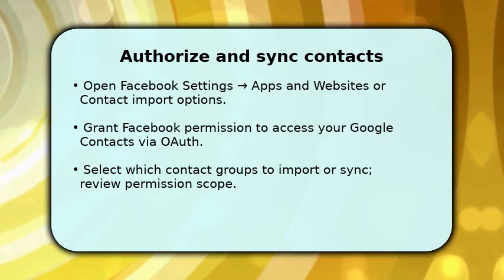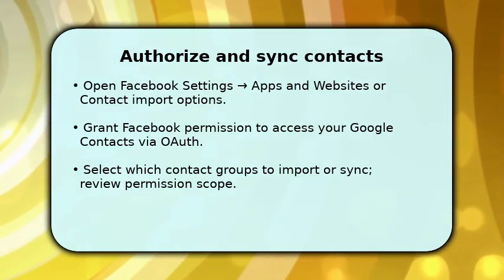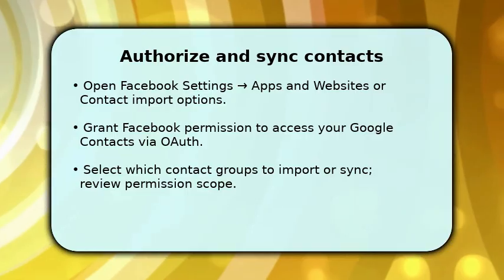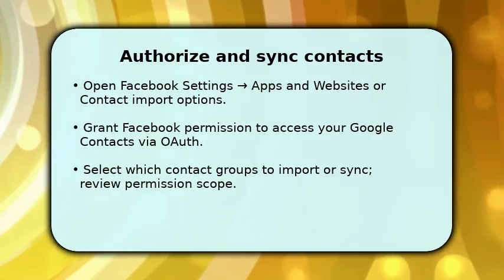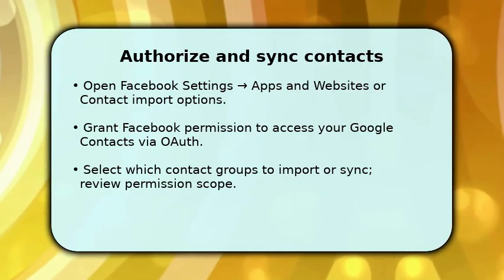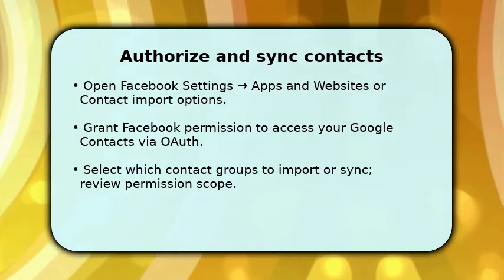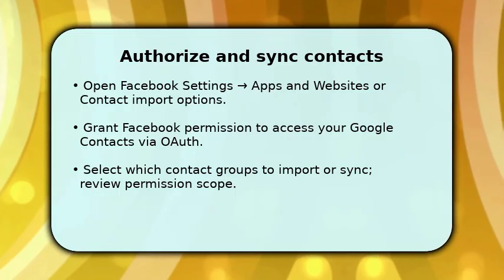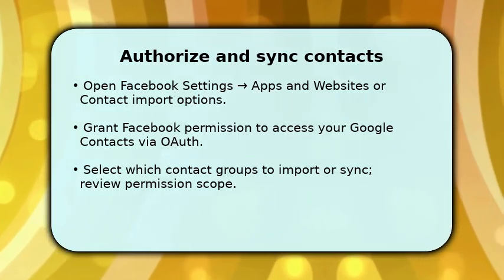Next, choose Google as the source and follow the OAuth prompt to grant permission. This step shares contacts, not full account control. When the Google consent screen appears, read the scopes and pick only the contact groups you need, then allow access. Once permitted, Facebook will import or link those addresses.